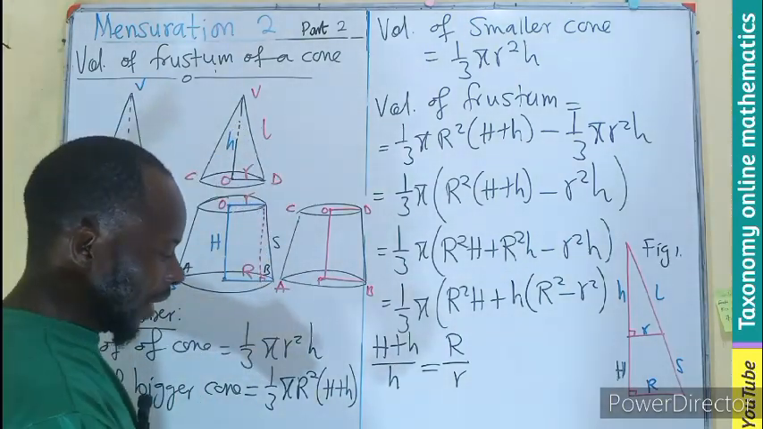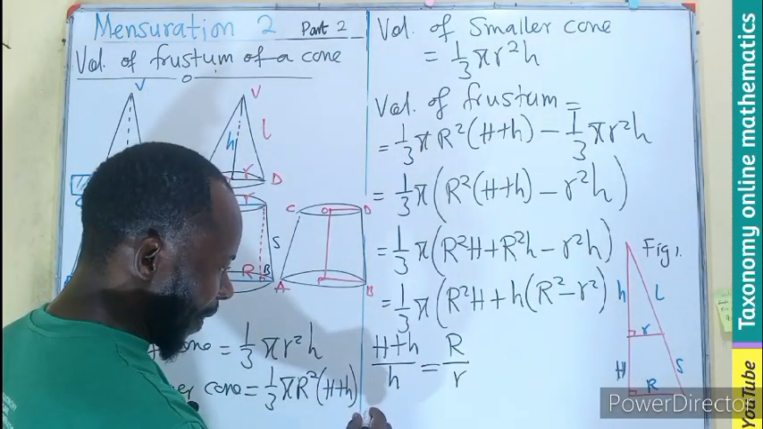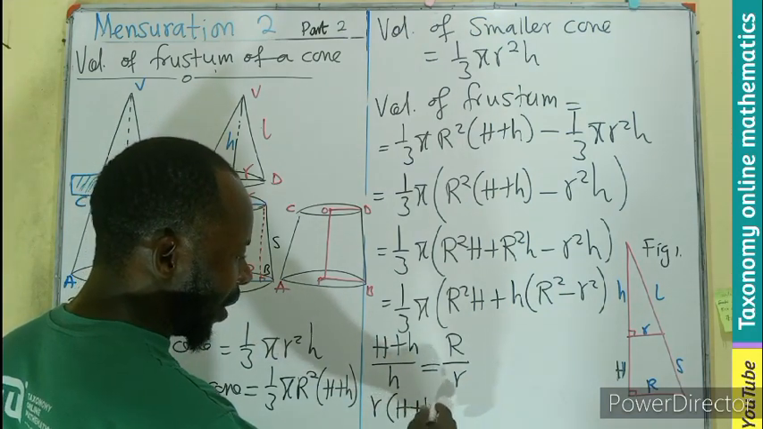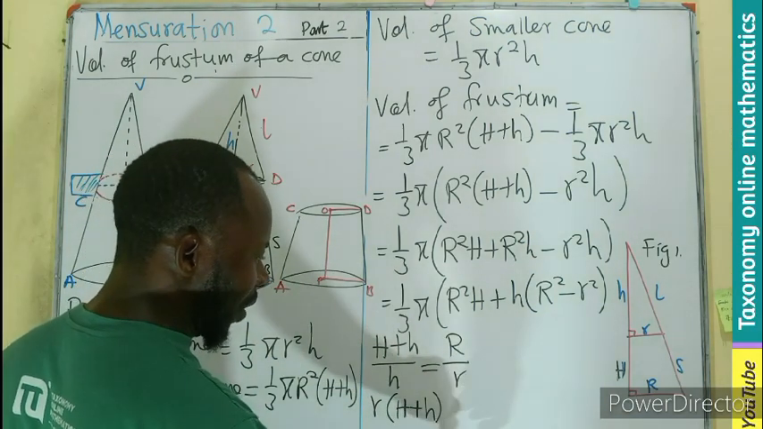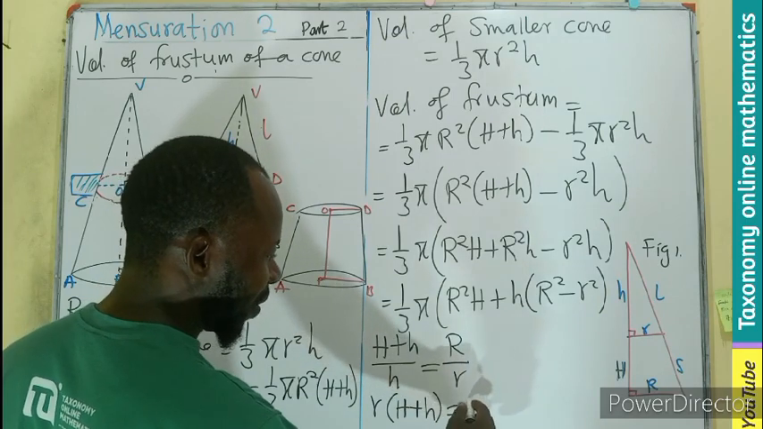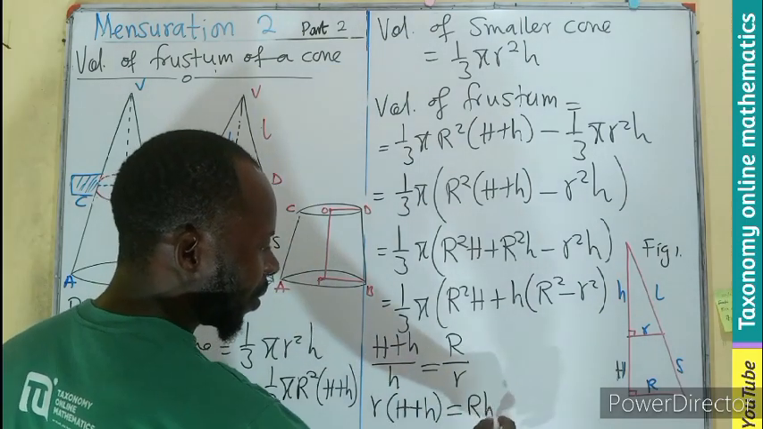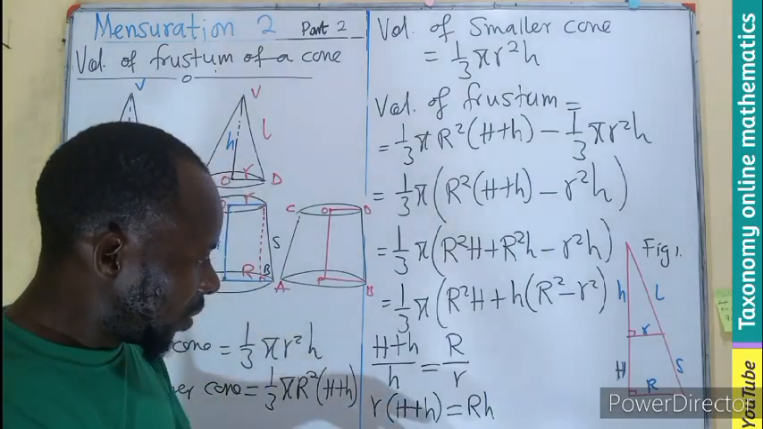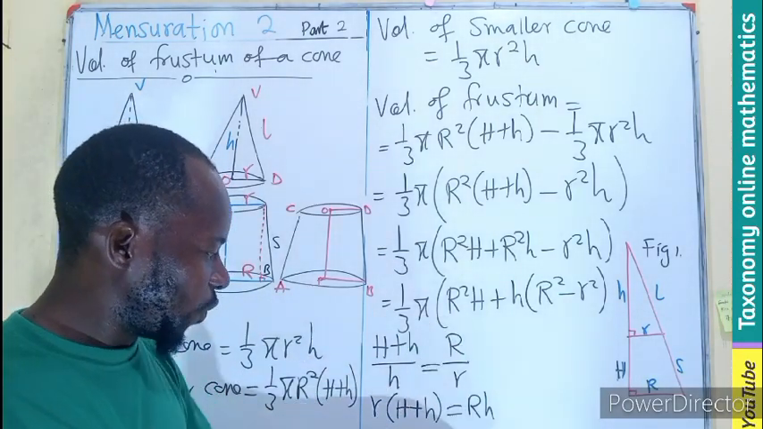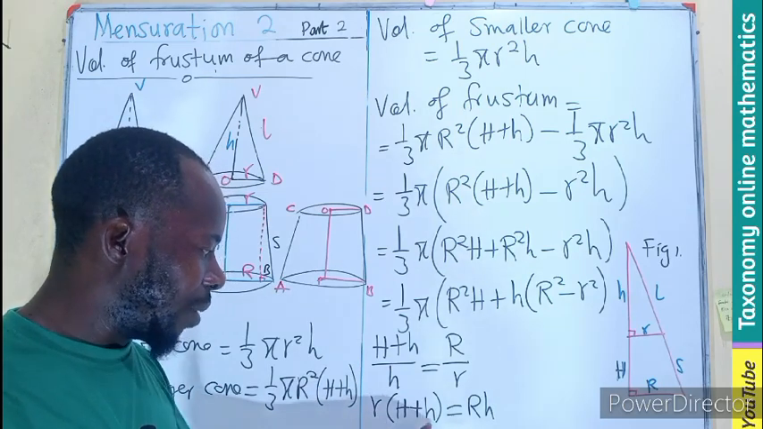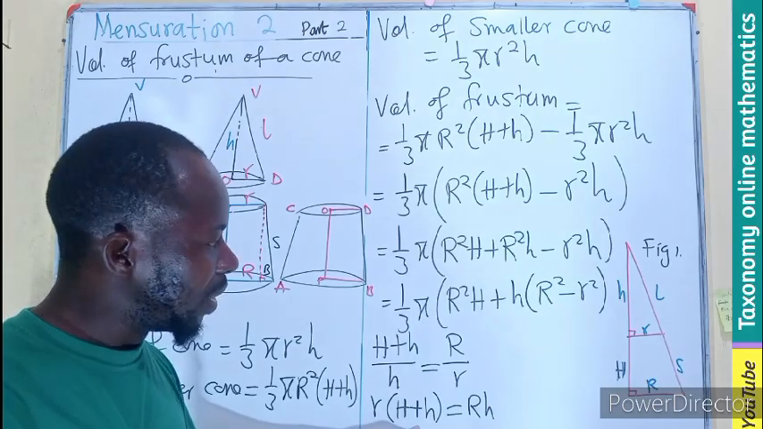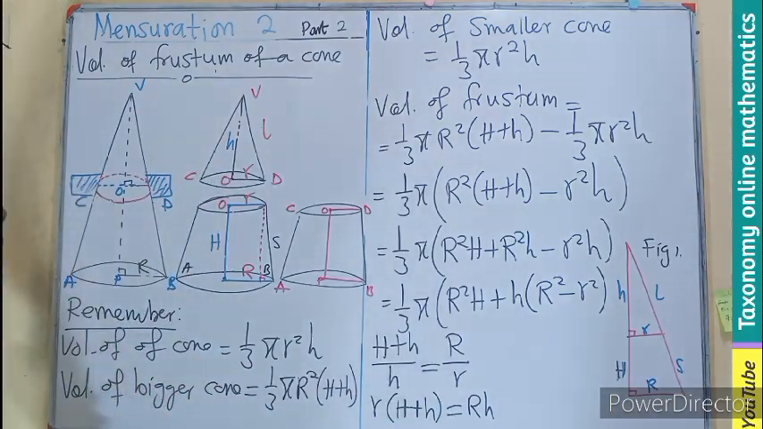By cross multiplying, what will it be? I'll be having R, capital R, into H plus h. Then this will multiply to give us small r capital H. You see that? If you cross multiply, you'll be having this. I believe we can make h the subject here by expanding these brackets. So where do we go?